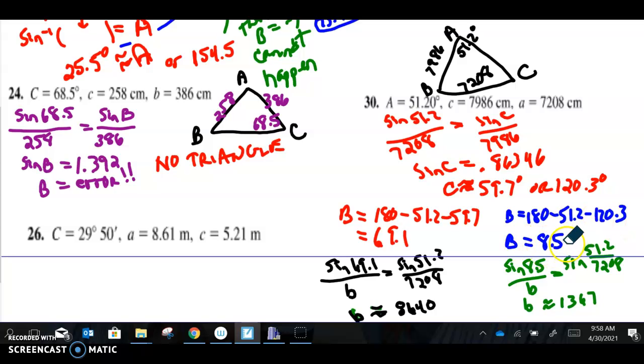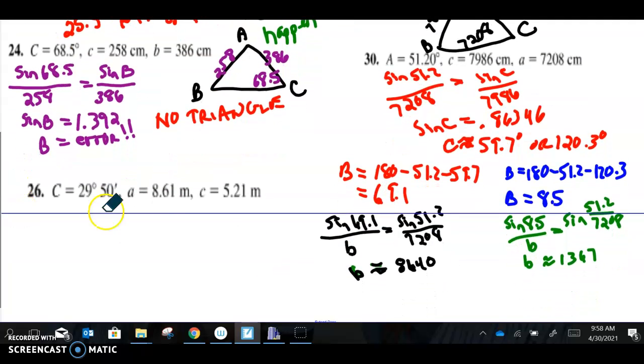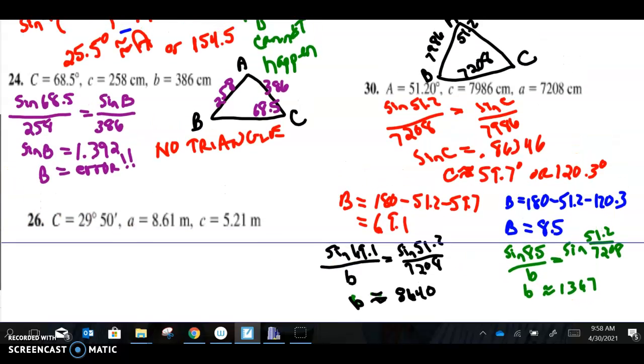Oh, I could have a little tiny 8.5 degree triangle. There's two different B's. So I have two different triangles. So then I figure out what side B would be in each case. Okay, side B might be 8640 if angle B is 69.1. Side B could be 100, whatever this is, 1367 if angle B is 8.5 degrees. Okay, you get two triangles for 30.